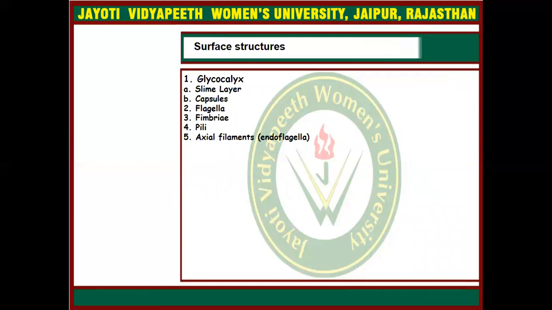The next organelle includes the surface structure, which includes the glycocalyx. There are two types, slime and capsules. The next are the surface appendages, which include the flagella, fimbriae, villi, and axial filaments. I will discuss these topics in our next lecture, that is, the surface structures of the bacteria. Okay, so we will meet in our next lecture.